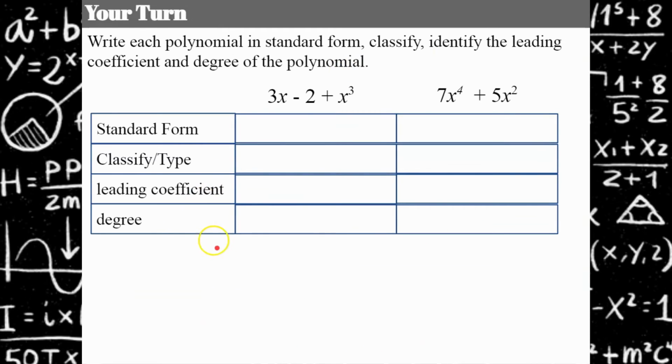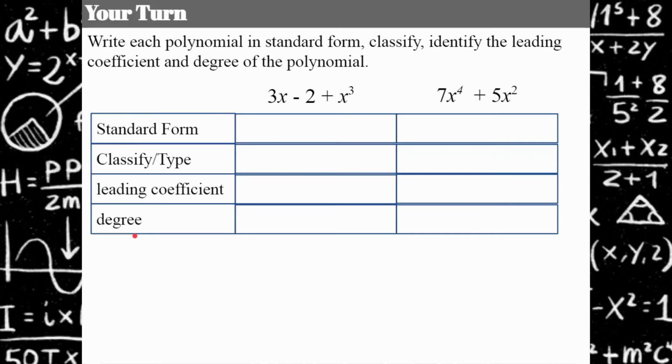All right, your turn. Here are two mathematical algebraic expressions, to be more exact, two polynomials. I want you to write each of these in standard form, classify them, meaning monomial, binomial, trinomial, or just plain polynomial, but as specific as you can get, identify the leading coefficient, and identify the degree of the polynomial. Go ahead and pause and come back and hit play.